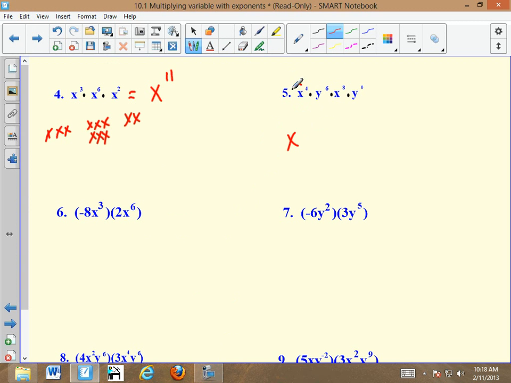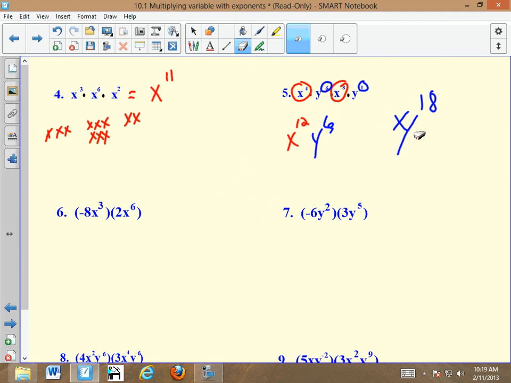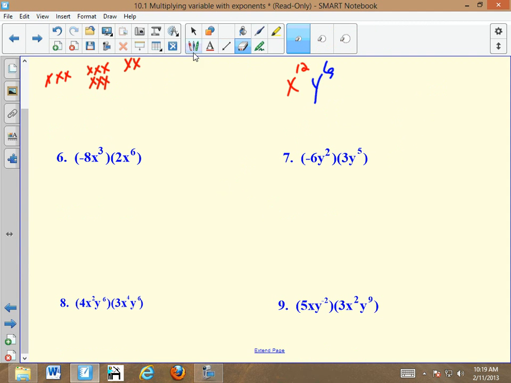12. Yeah, 12, because 4 plus 8 is 12. And then 6 plus 0 is 6, so this becomes y to the 6th. The letters have to be the same, or you can't add them. I guess unless you wanted to do xy to the 18th like that and create a new letter, you can't add letters that aren't the same.